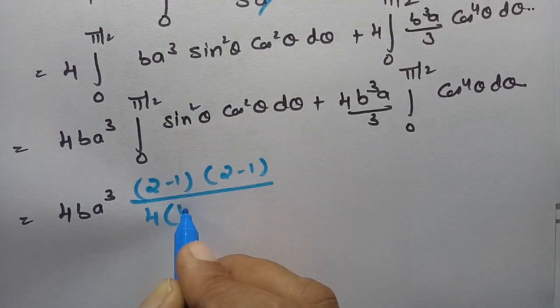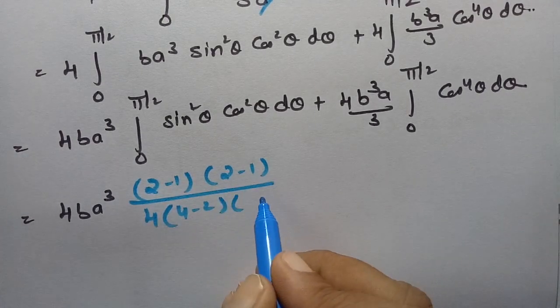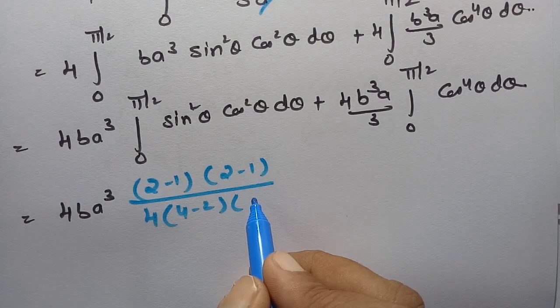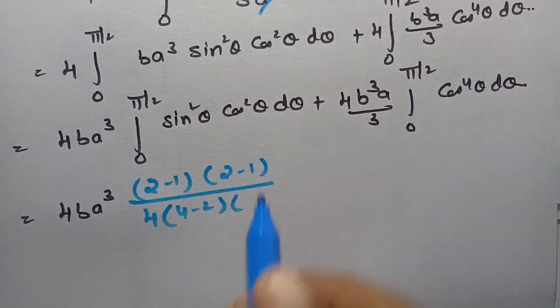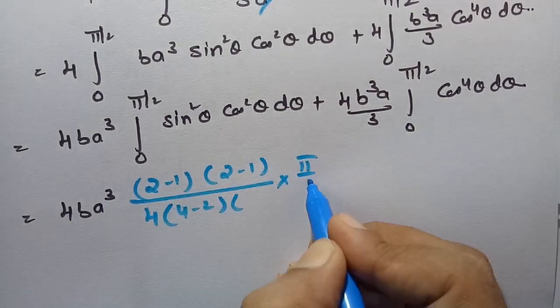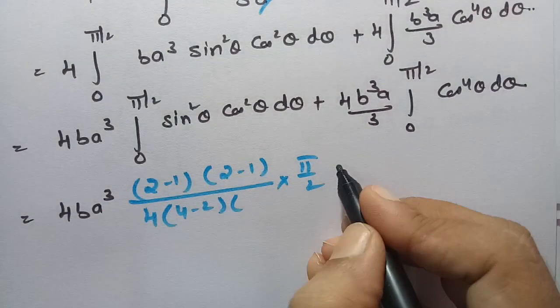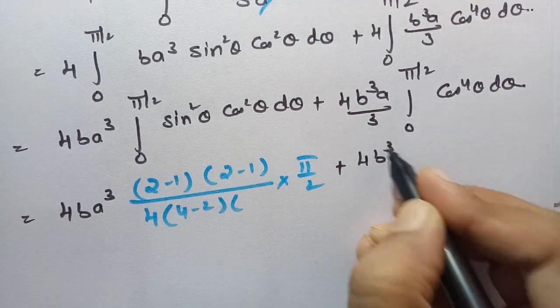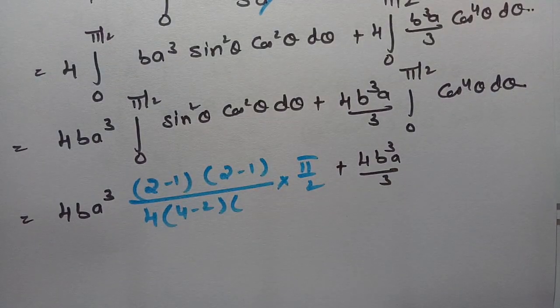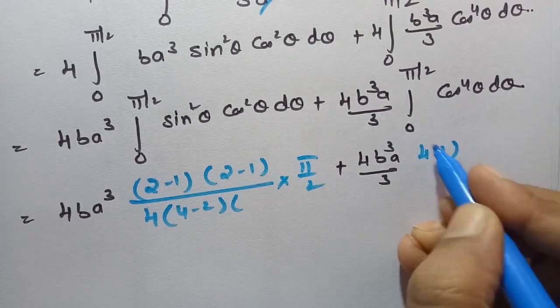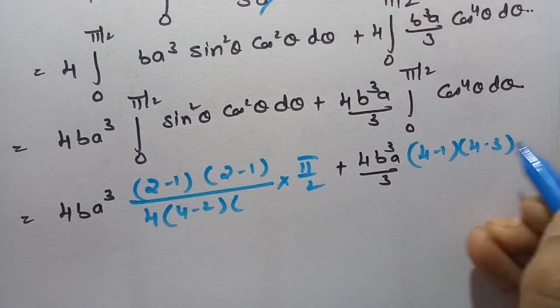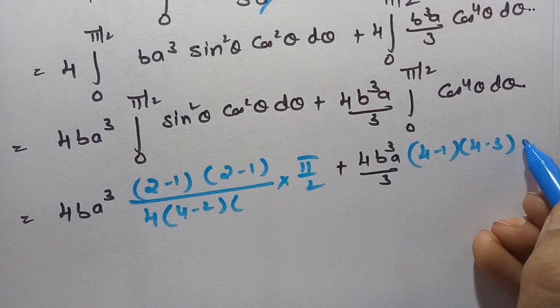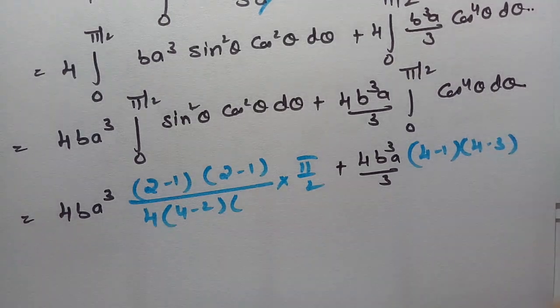So this is 4 and we have to take all the even numbers here. So the next even number is 4. 4 minus 4 will be 0. So we have to stop and write pi by 2. So this is the formula, and this is 4b cube a by 3, and in this formula from the numerator we have to take all the odd numbers. So the next odd number will be 5. 4 minus 5 will be minus 1. So negative shouldn't come and 0 shouldn't come.